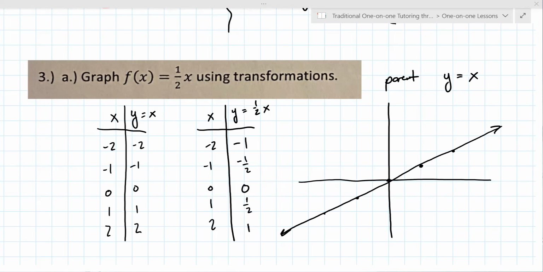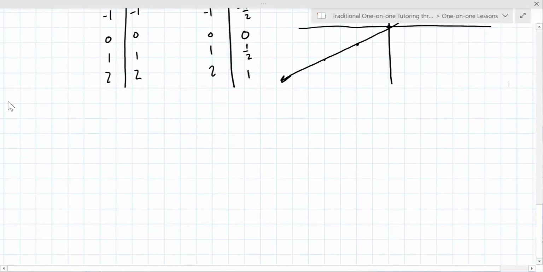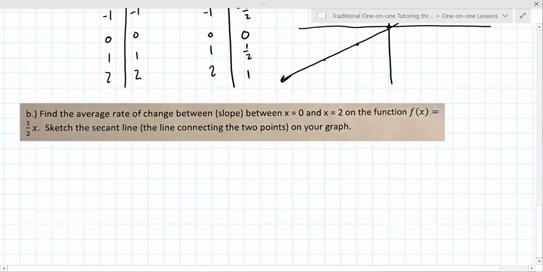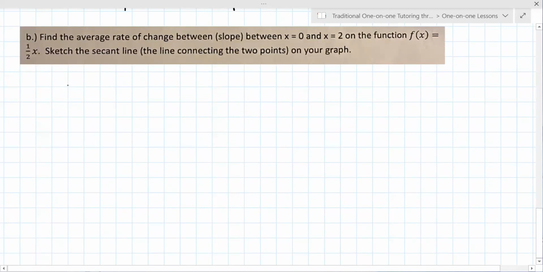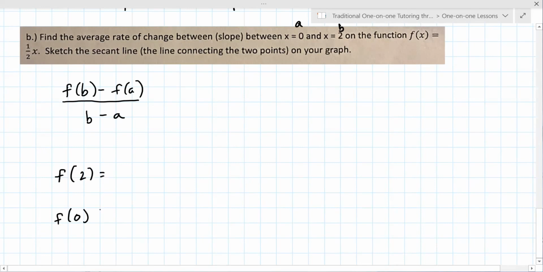All right, ready to move on to 3B? Okay, so 3B asks for the average rate of change. So the average rate of change, again, it's the same formula every time. F of B minus F of A over B minus A. They give you A and they give you B. So you have to find F of 2 and then F of 0. And they give you the function. The function is 1/2 x. So everything is given. You just have to put the pieces together.